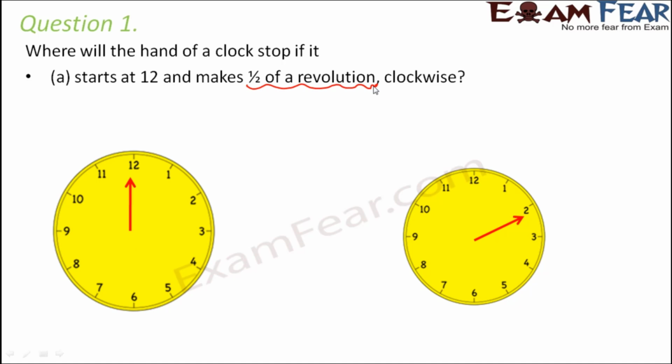So how much is half a revolution? One revolution is 360 degree, right? So we know that one revolution corresponds to 360 degree. So half revolution would mean half of 360 degree. That is 360 degree divided by 2. That is 180 degree. So how much is 180 degree? 180 degree is nothing but 290 degrees, right?